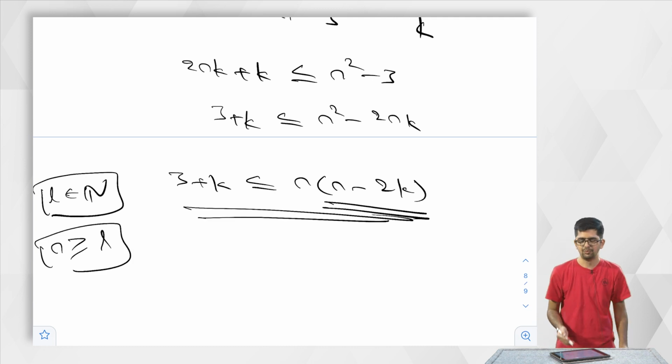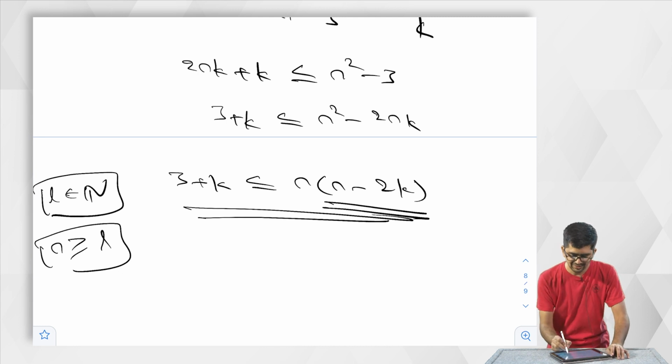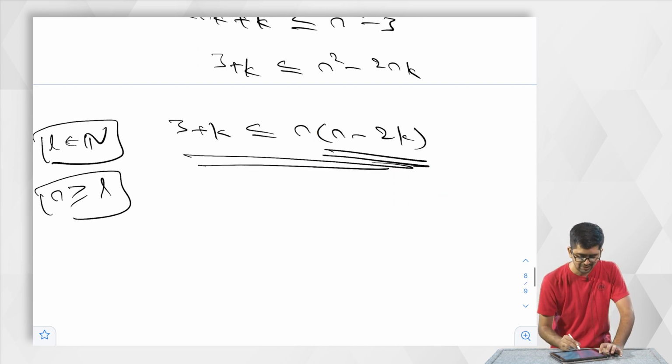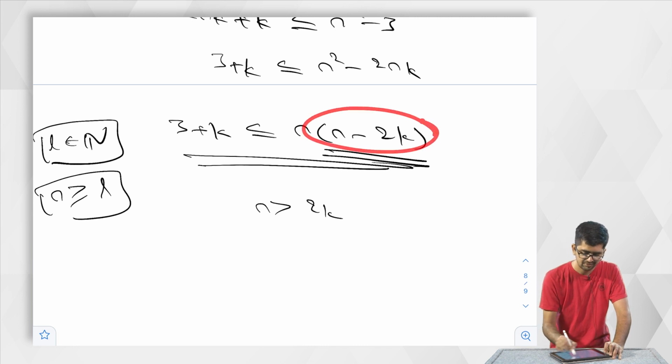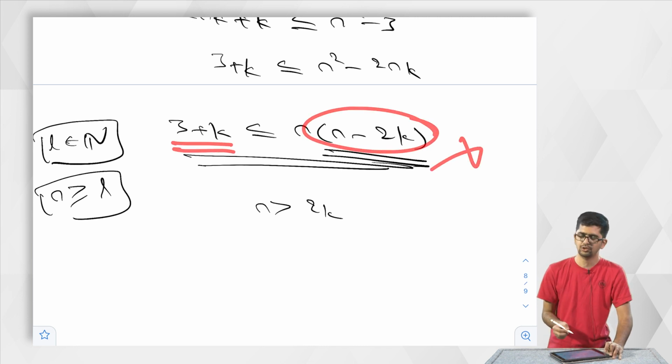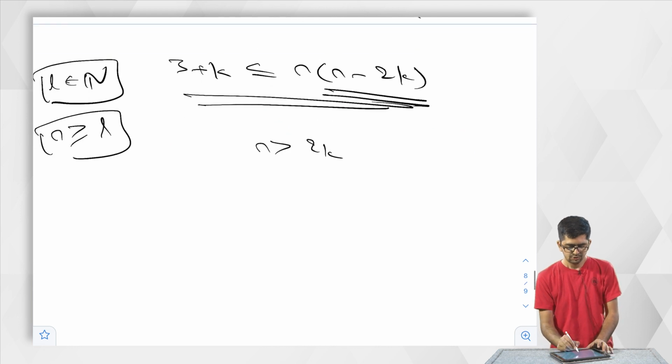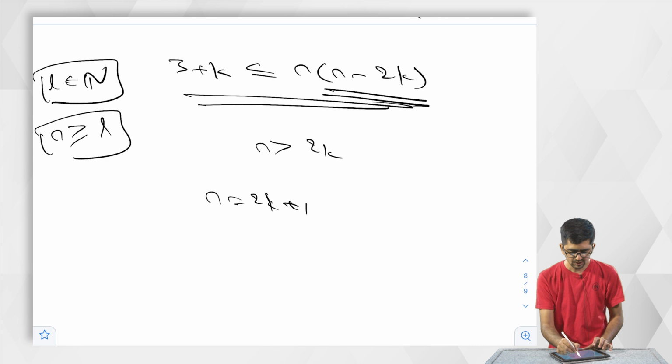See, one obvious thing to take care of is that this has to be positive. So n should always be greater than 2k, otherwise this is negative but the other side is positive, so it is not going to work. So let us take the next element after 2k. What comes after 2k? 2k plus 1. So what about n equal to 2k plus 1? Do we have this inequality?